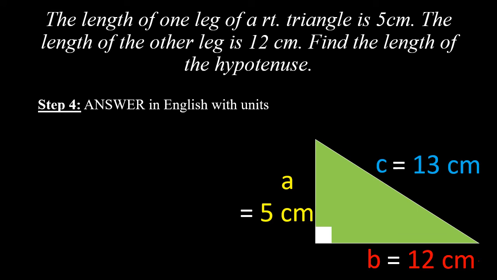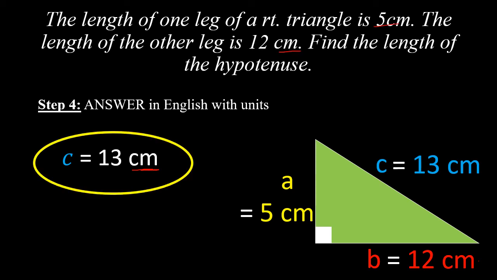Okay, you guys, so now we can move into step 4 where we answer in English with units, of course. As we said on the previous slide, we found that the length of c, the length of the hypotenuse, was 13 centimeters. We want to make sure that our units here match what we were given in the problem. So we were given centimeters, so our units in our answer should be centimeters. Always circle your answer so it catches your eye right away and catches my eye right away, all right? And we should check our work, guys.